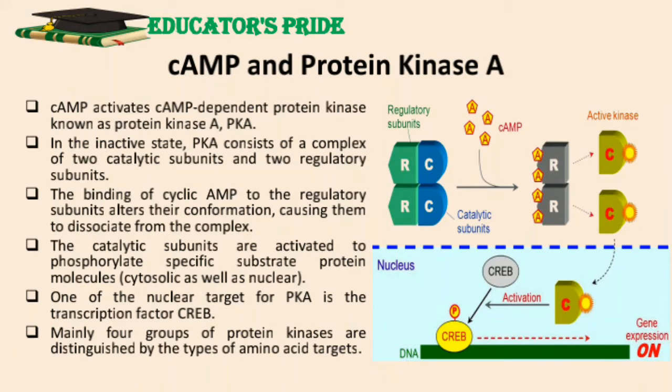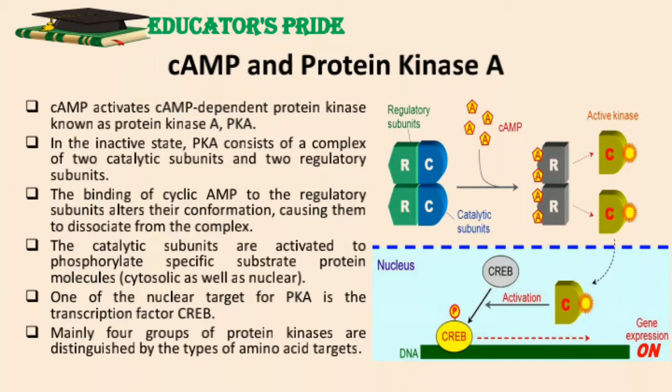The active catalytic subunits phosphorylate a number of target proteins that are cytosolic as well as nuclear on serine and threonine residues. One of the major nuclear targets for protein kinase A is the transcription factor CREB, that is cyclic AMP response element binding protein, which is activated by phosphorylation. Phosphorylation at a single serine residue greatly increases the activity of CREB bound to CRE, that is cyclic AMP response element, which is found in genes whose transcription is induced by cyclic AMP.